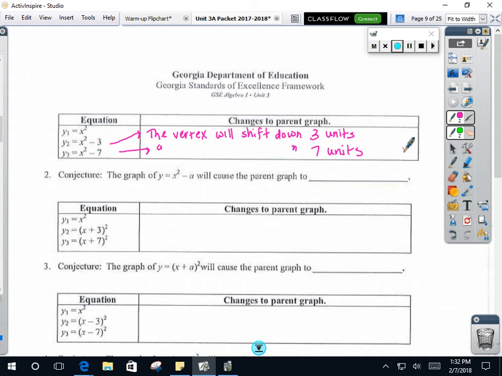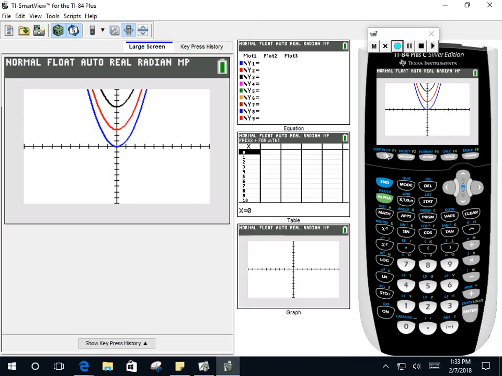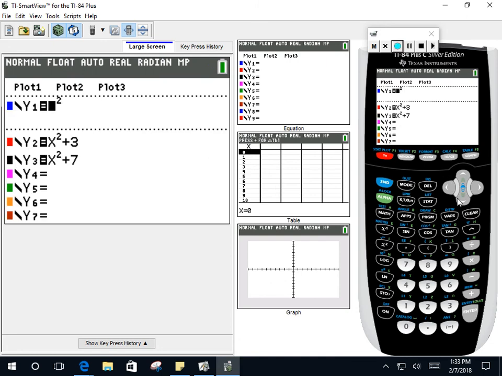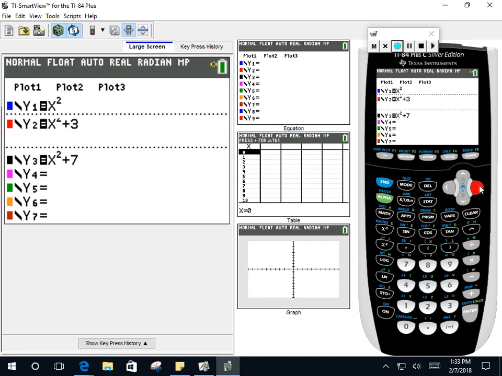Okay, and while you're writing that, I'm going to quickly graph it just so you can see it, but you don't have to take the time to graph it. Okay, the equations are pretty much in there. All I'm having to do is change the plus sign to minuses on both of them.